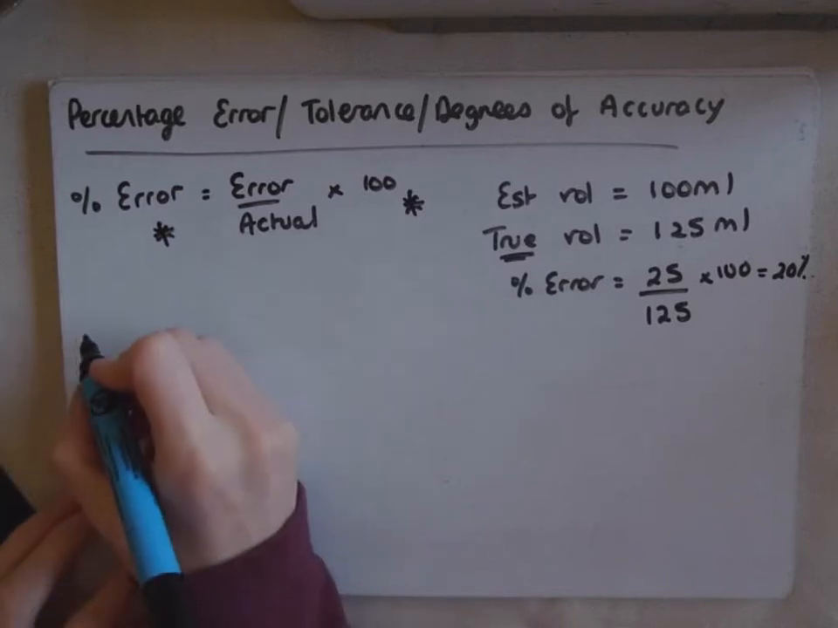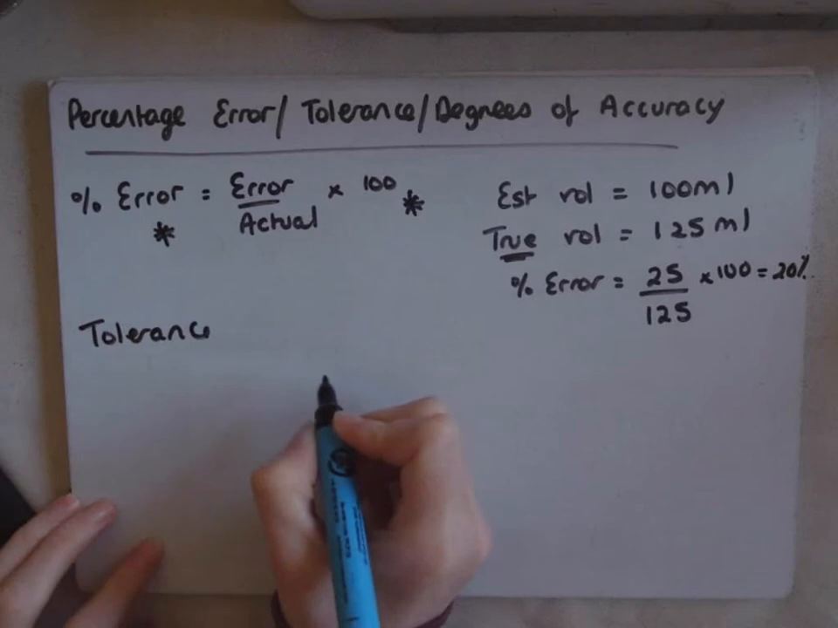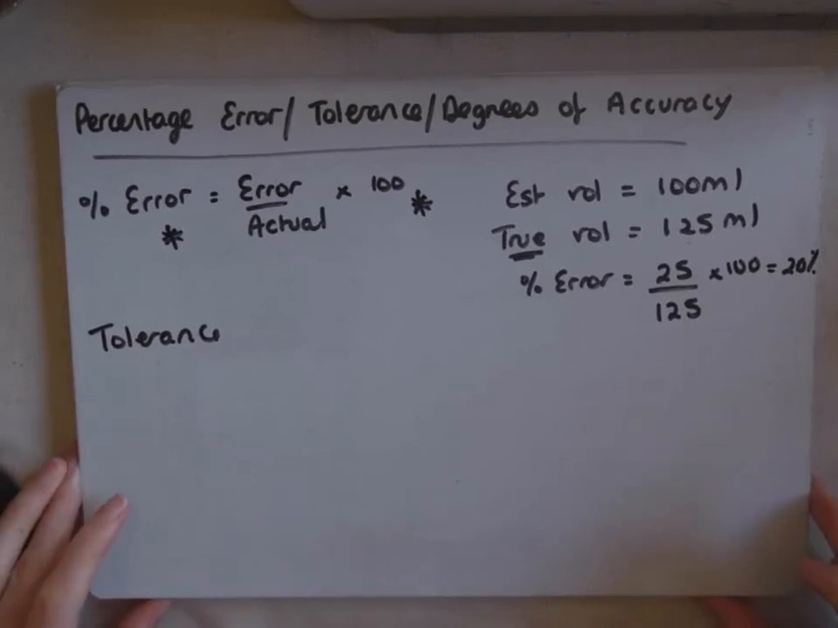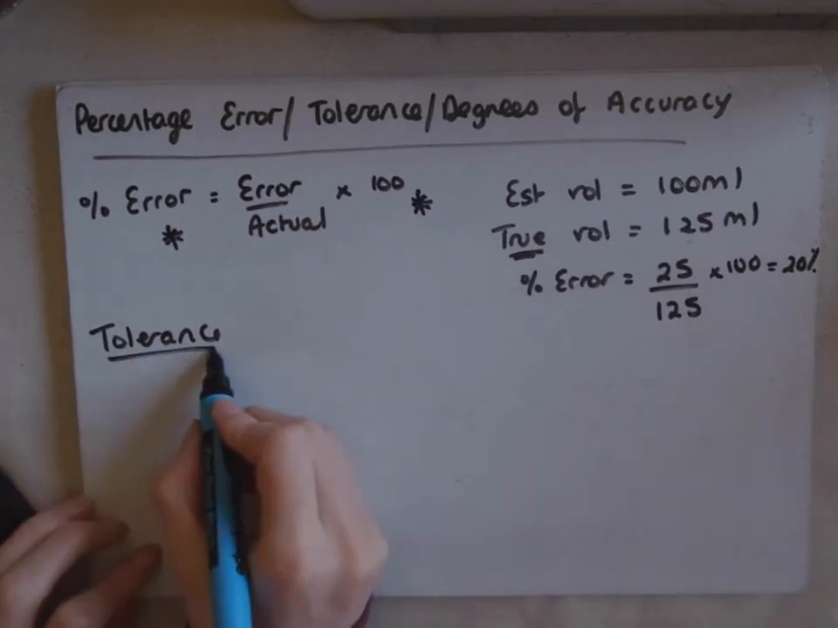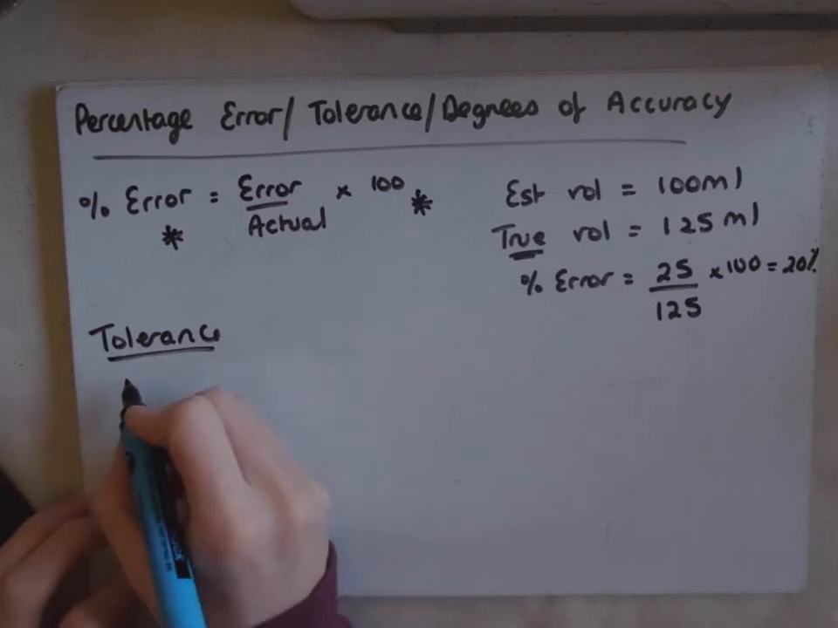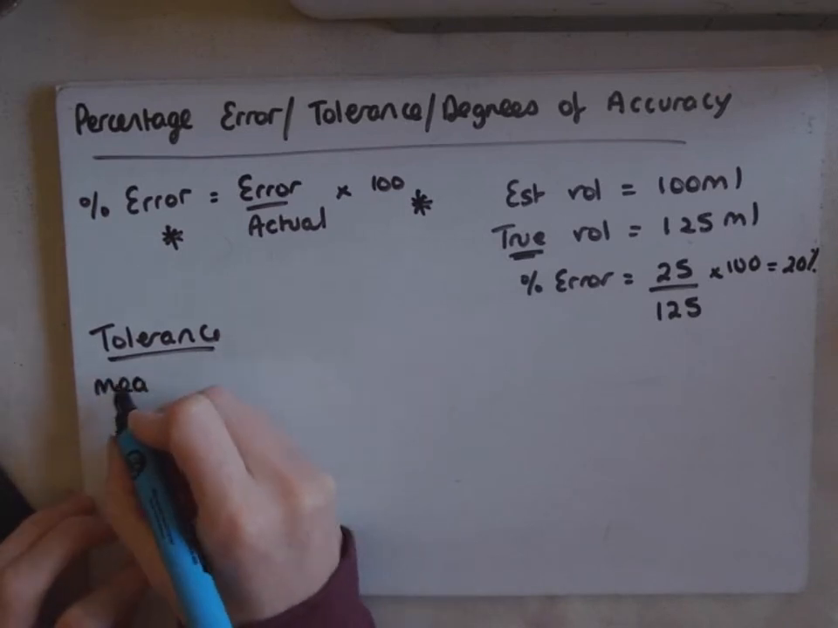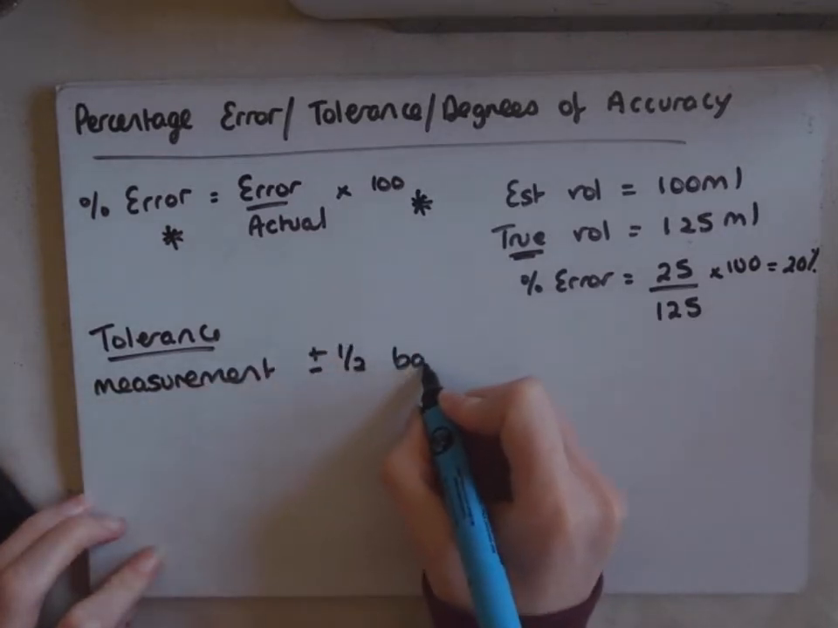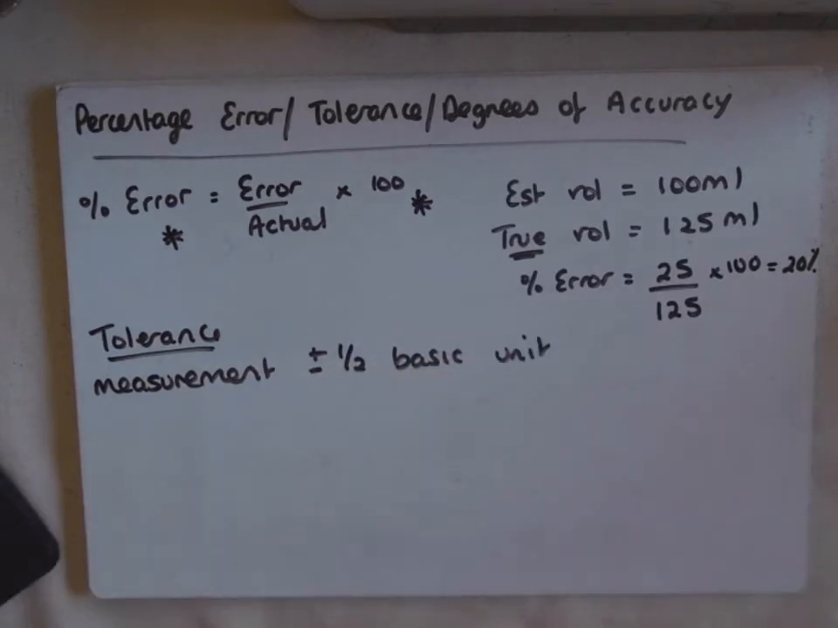Then tolerance, okay? So you always ask me when we're drawing graphs and the marking scheme, what did they allow? Did they allow you a unit or whatever? That's called tolerance, okay? So tolerance is measured, and we use half a basic unit, okay? So it's your measurement plus or minus half a basic unit, okay?